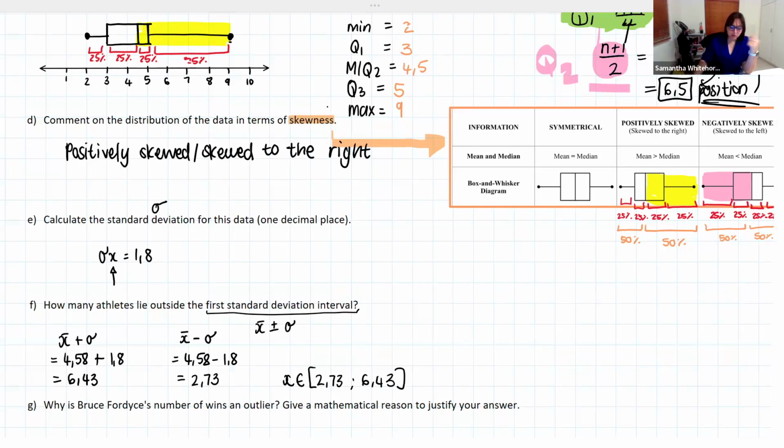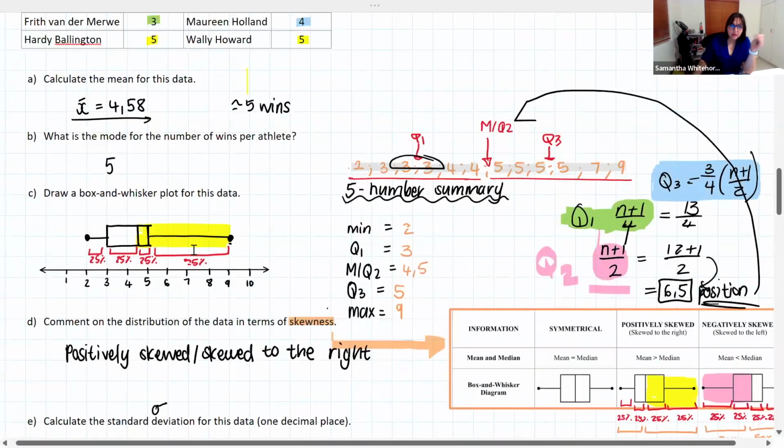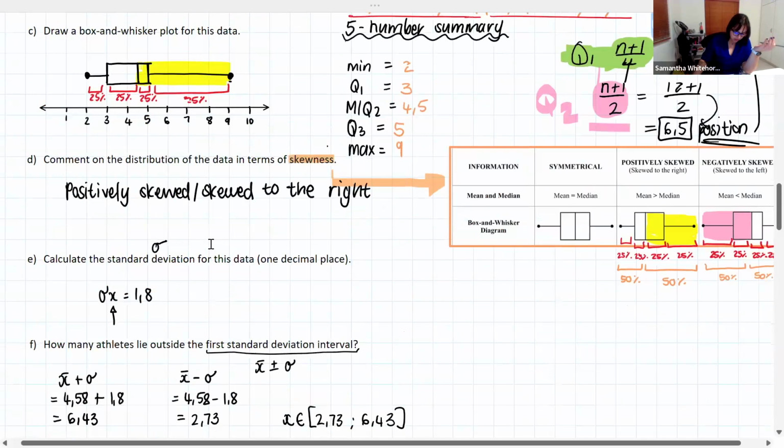So this is now where we need to go back up to our data set and figure out which is which. So 2,73 and 6,43. Yes, okay.